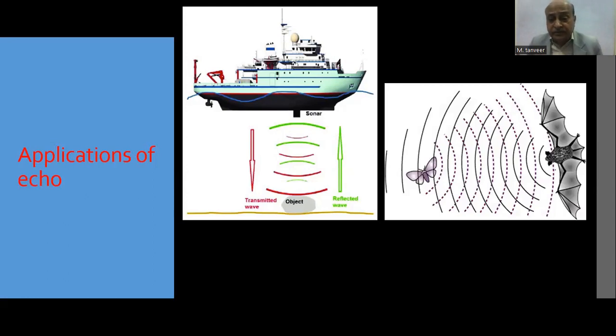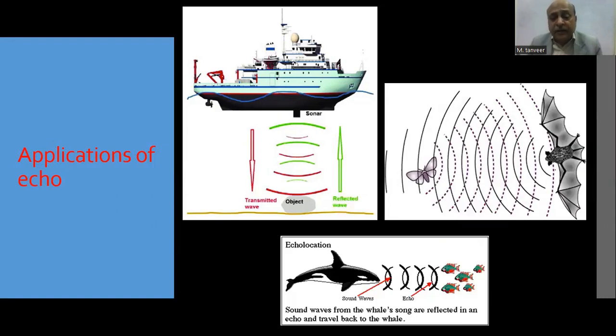Echoes are used by different animals in order to search for their prey. Some animals emit sound waves, and when these sound waves strike the prey, they bounce back, and that animal detects the distance of the prey from it and easily catches that prey. Similarly, whales also use sound waves. Sound waves from the whale's song are reflected as echo and travel back to the whale. In this way, it can detect its prey and its distance and easily catch that prey.